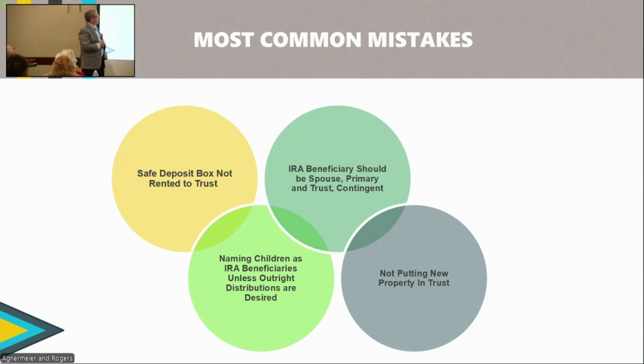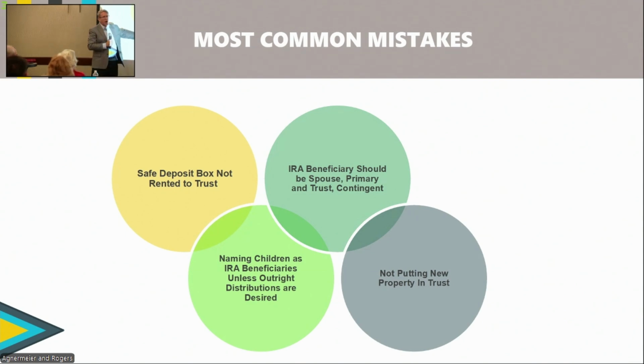The next one there is the IRA beneficiary. And this has changed over the years because of some of the changes in tax planning. But now, if you're married, we want to make sure that your IRA primary beneficiary is your spouse. And then the trust should be the contingent beneficiary, so that that IRA account can get the asset protection again that Stacy explained how asset protection works.